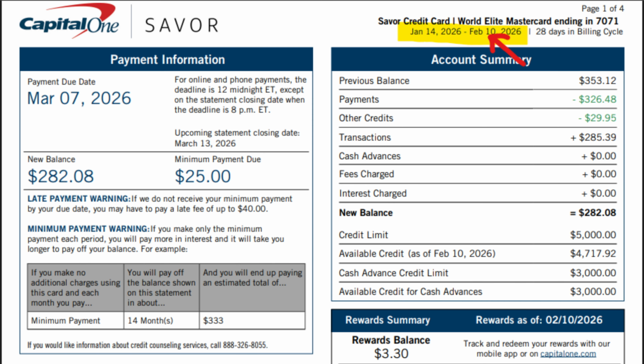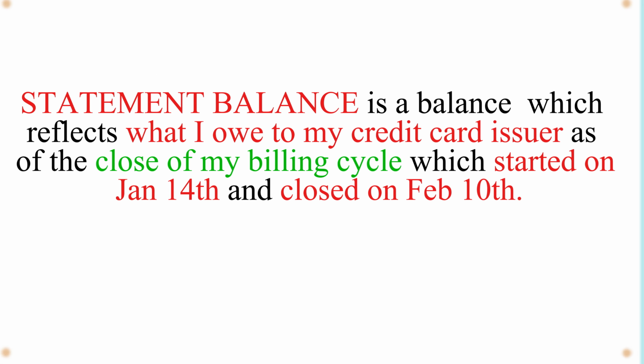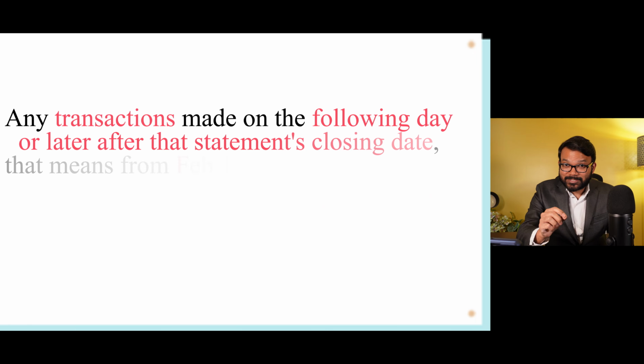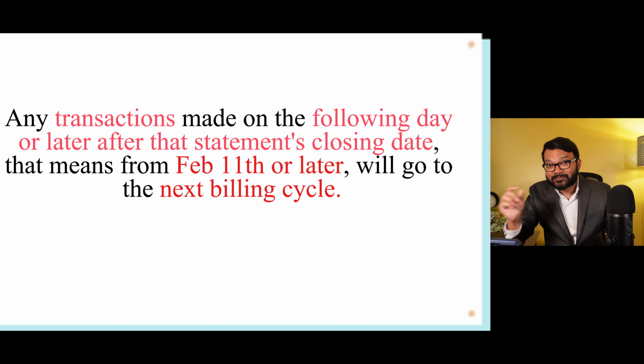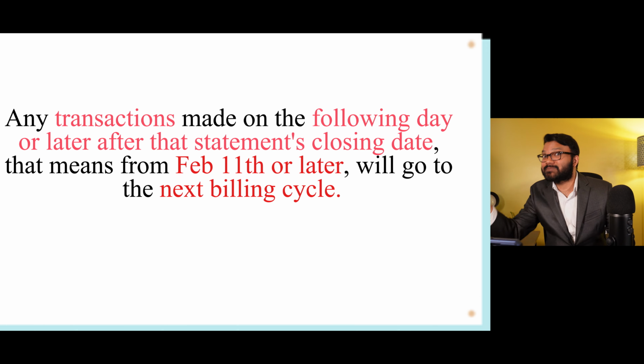So in my example here, on February 10th, the issuer calculated the total of all these transactions from this one credit card account and issued me a bill of $282.08, which is called the statement balance. A statement balance is a balance which reflects what I owe to my credit card issuer as of the close of my billing cycle, which started on January 14th and closed on February 10th. Any transactions made on the following day or later after the statement's closing date, that means from February 11th or later, will go to the next billing cycle.